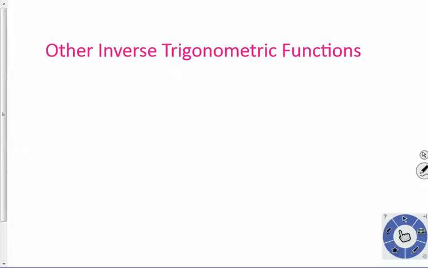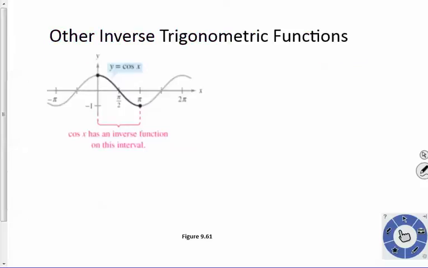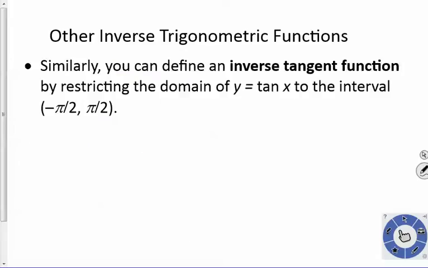Other inverse trigonometric functions. Here's the cosine. I highlighted this little black part right here. That's the arc cosine. If you notice, the arc cosine starts at the input of 0 and goes all the way to pi. That's its range, and its domain is from -1 to 1. It functions the same way.